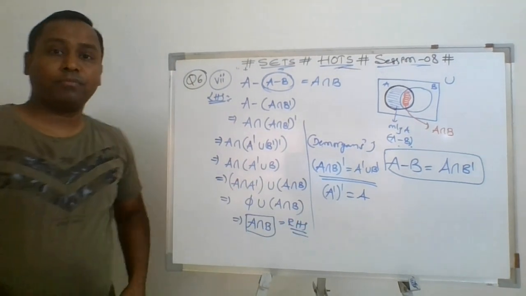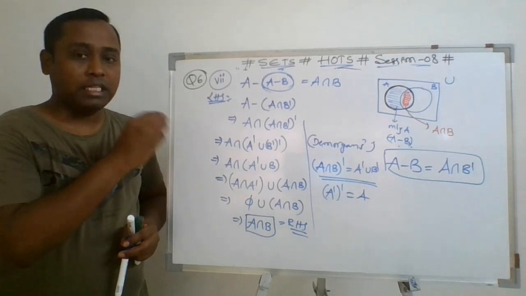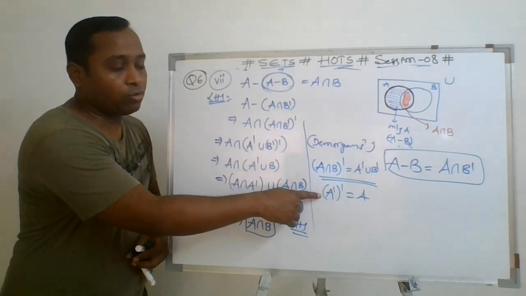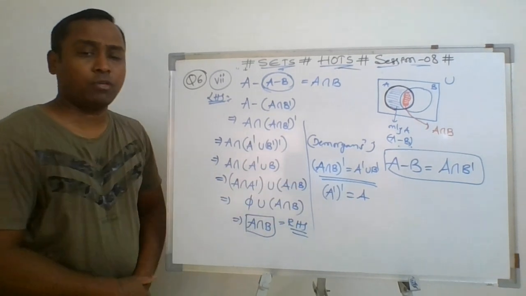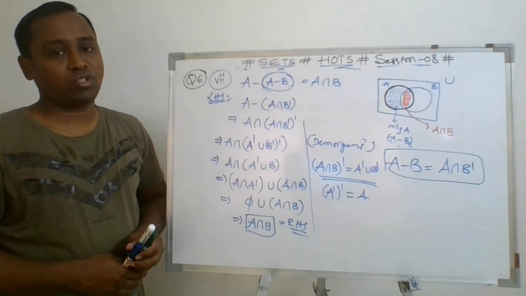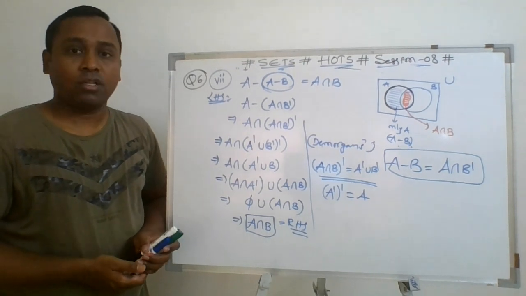It's so simple. So just by taking the left hand side, by converting the difference into complement, then by using De Morgan's law, then by using the complement law and this distributive property, the previous knowledge only I am using to prove such type of results. You may try it for the remaining sums in question number 6.